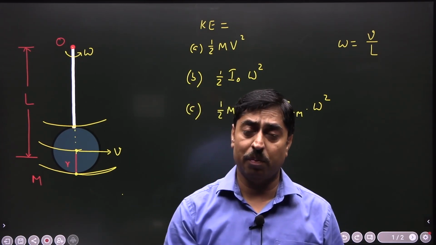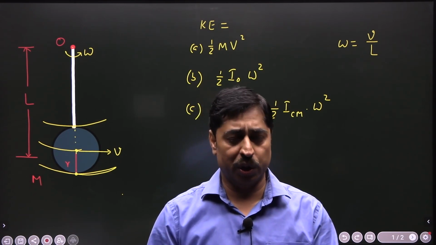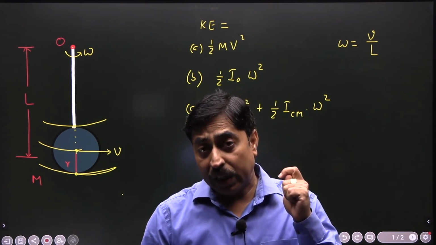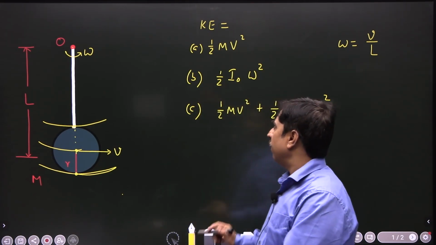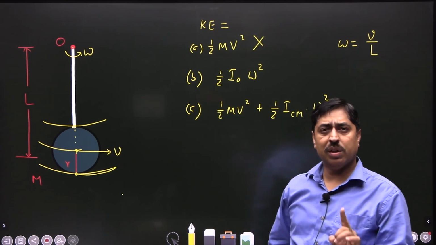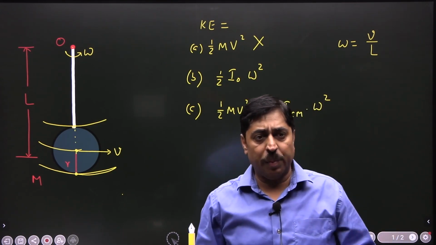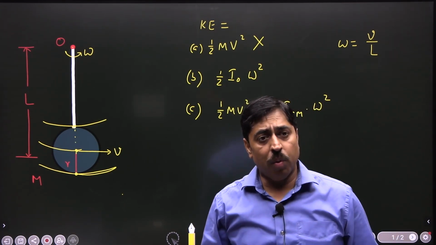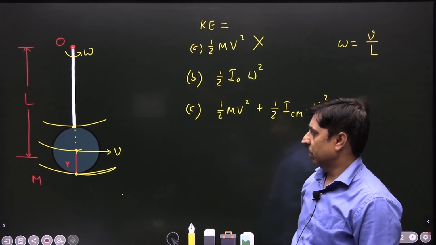They are going in a circular path. Such a motion is pure rotational motion. In this case, we cannot write half mv square as the kinetic energy, for the obvious reason that each and every point does not have the same speed. What about the next two options?